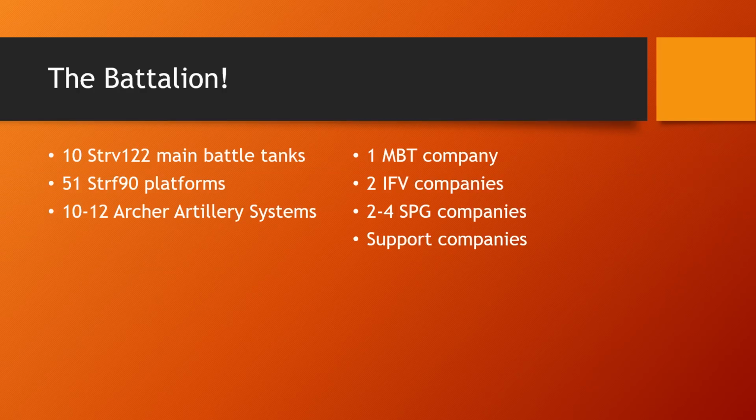Sweden has promised Ukraine 10 STRV-122 main battle tanks and 51 STRF-90 vehicles, as well as up to 12 Archer self-propelled howitzers, which amounts to one tank company, two IFV companies, and 2 to 4 self-propelled artillery companies, and a couple of support companies. All in all, this is one of Ukraine's heaviest, most capable, and most dangerous battalions. It has some of the best protection, the best firepower, and the most mobility. It can outmaneuver any Russian mechanized unit, and it can engage and outgun anything that Russia can throw at it. This is quite possibly Ukraine's most elite fighting unit in terms of equipment.